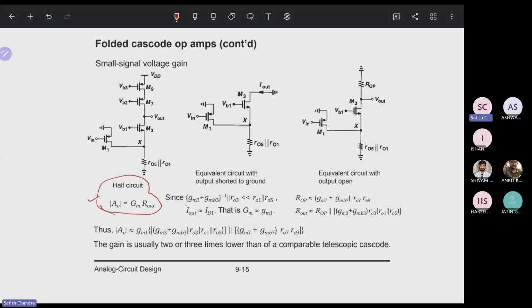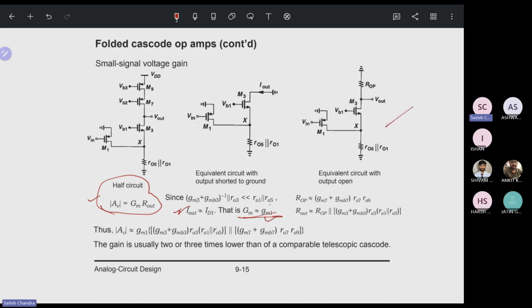Since in the equivalent circuit the output is shorted to the ground, that is the time we are going to get this. Since gm3 plus gmb3, in parallel with ro3, should be less than ro1 and ro5, that time we are going to achieve the overall transconductance dependent basically on M1 only. In that case only we achieve Iout equal to IT1.